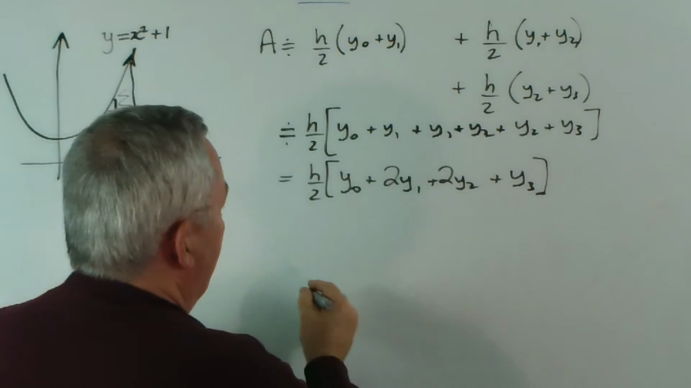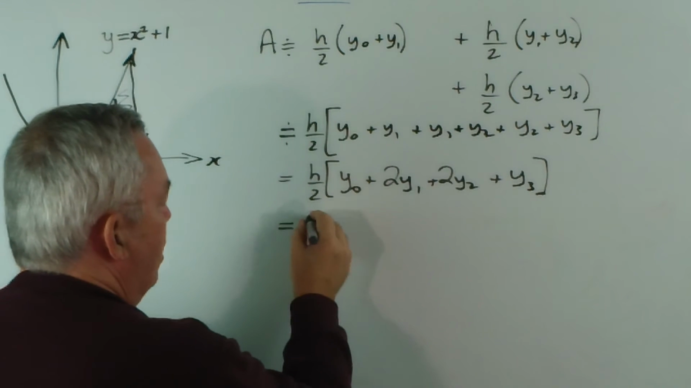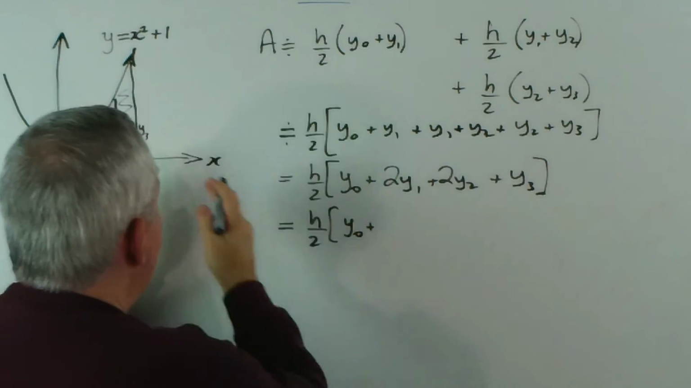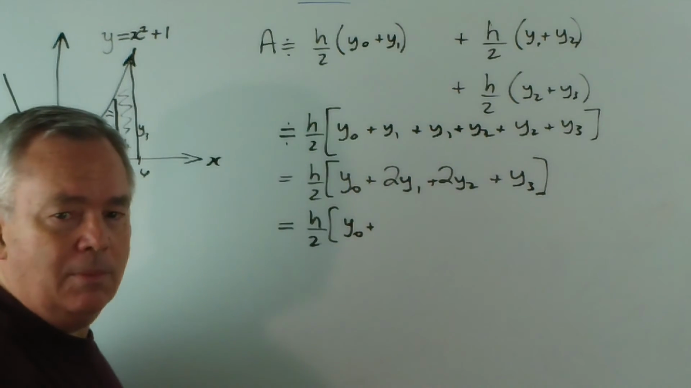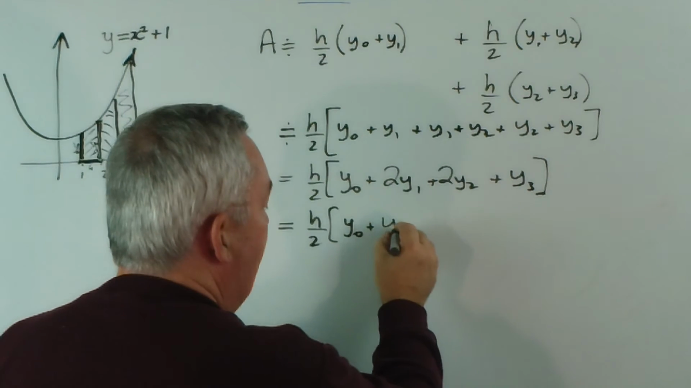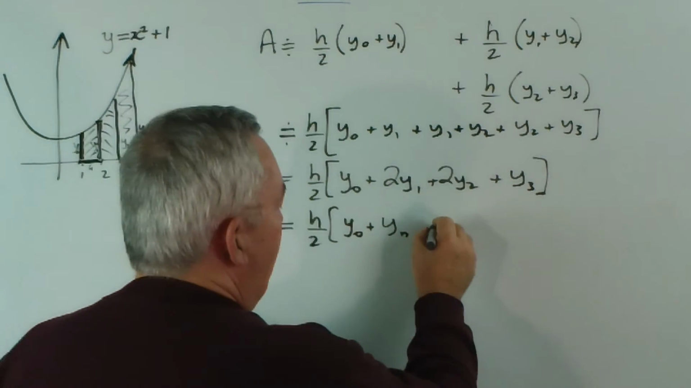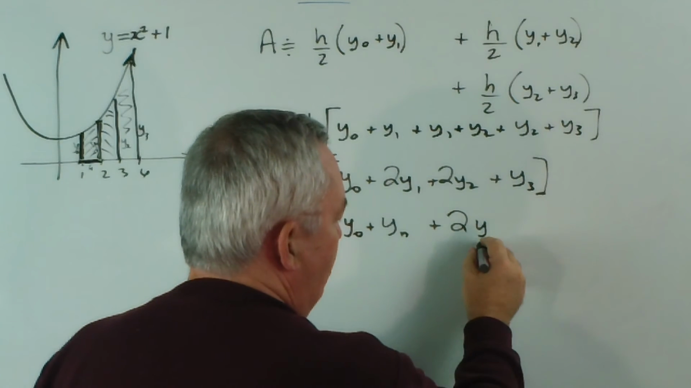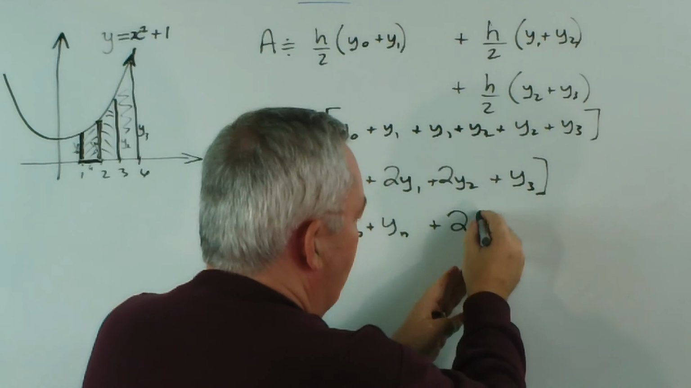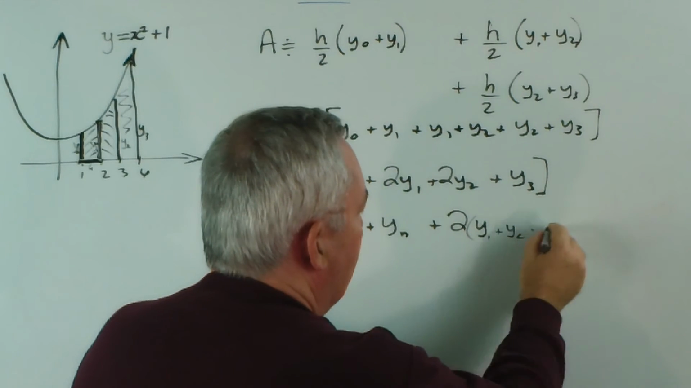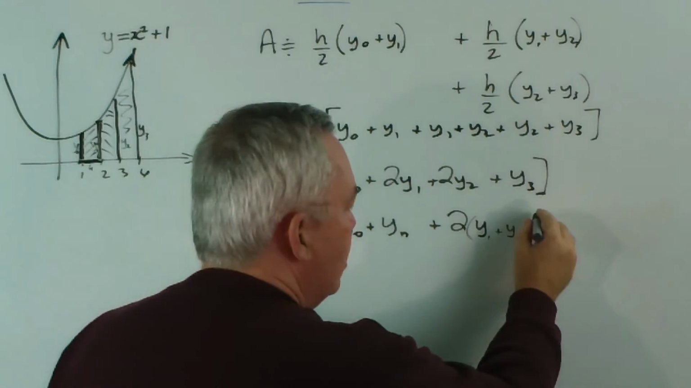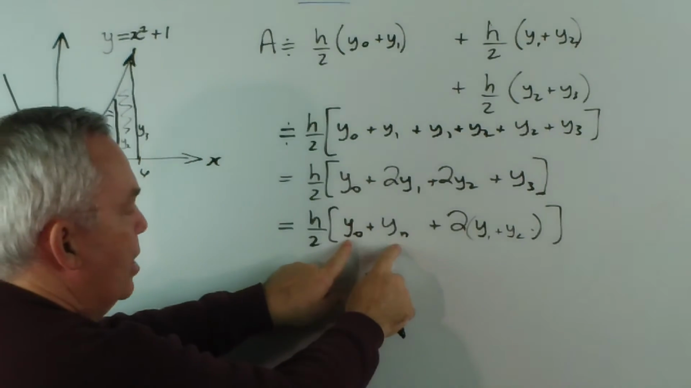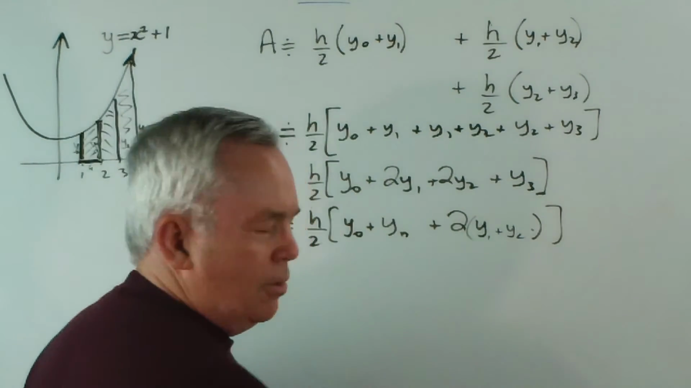Now, if this goes on and on and on, the short way of writing it in a lot of textbooks is this: h on 2, y0 plus, and let's say it goes on for an indeterminate number, we'll call it yn, and then we say it's twice all the other y values. And sometimes it's written as y1 plus y2 and so on. Sometimes there are other symbols to say that you're using twice all the other y values. But the first and the last y values are used once, and then twice all the other ones.